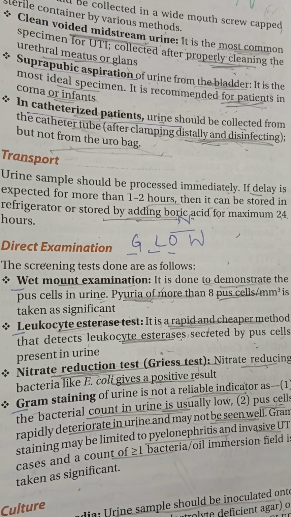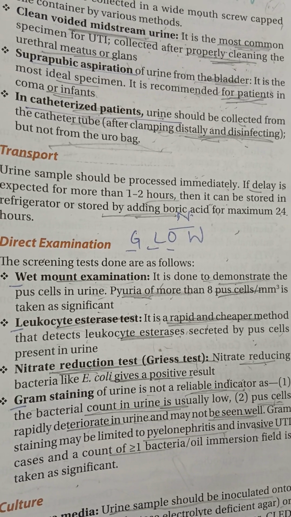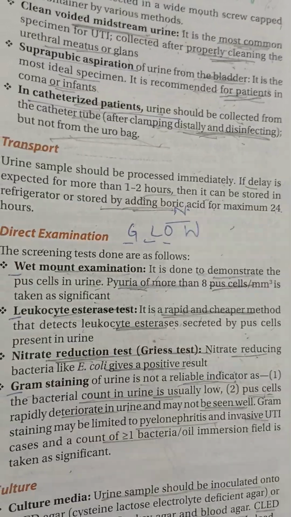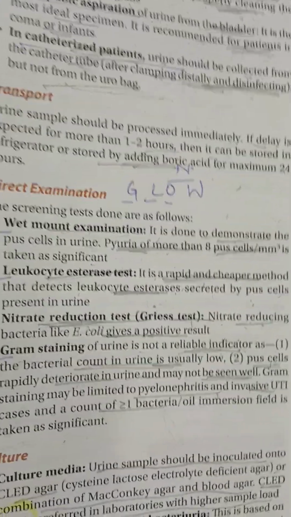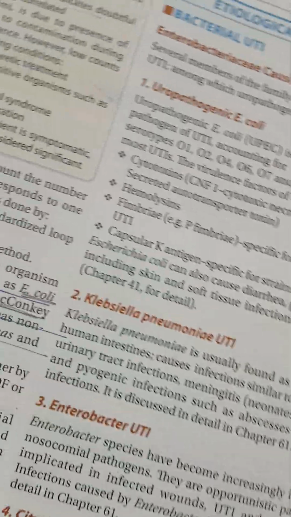Gram staining of urine is not a reliable indicator. The bacterial count in urine is usually low, and pus cells rapidly deteriorate so they will not be seen well. Culture media, these are only the main points. Culture media, concept of significant bacteriuria.